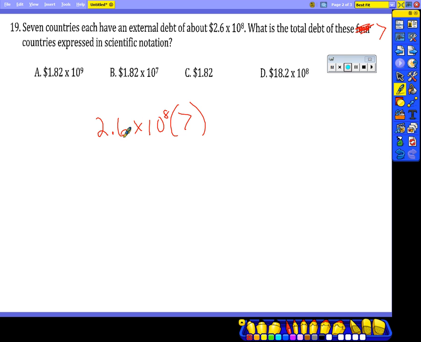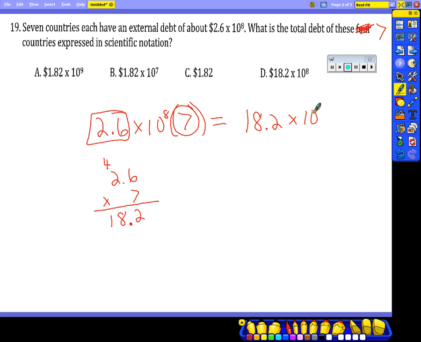Now you could write this scientific notation out in standard form, and it's going to be a very large number, and then multiply it by 7, but there's an easier way. I'm going to take this 7 and multiply it times the coefficient. So I've got 2.6 times 7. 7 times 6 is 42, carry your 4. 7 times 2 is 14, plus 4. We have 182, but I have 1 decimal place, so I need to make sure I have 1 decimal place. There we go. So what I'm left with is 18.2 times 10 to the 8th power.